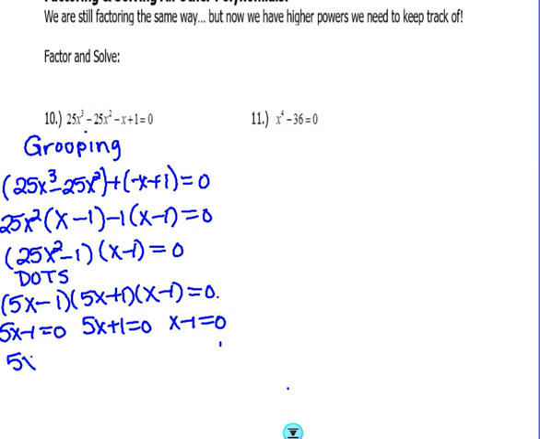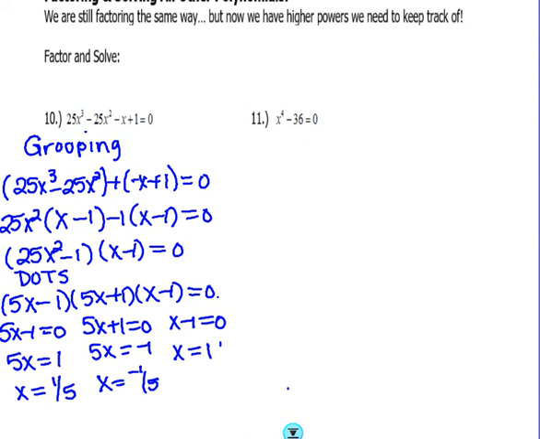All right, so I'm going to get 5x equals 1, x is equal to 1/5, x is equal to -1/5, and then finally x is equal to 1 are my 3 solutions. So we know this graph is going to touch our x-axis in 3 spots because these are all real numbers.